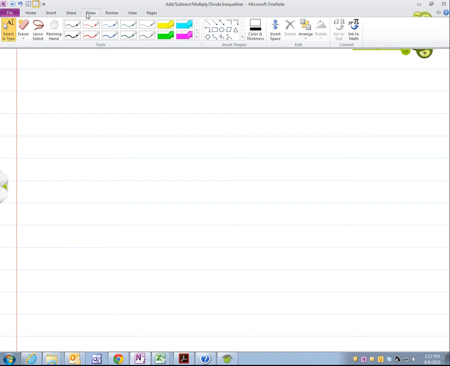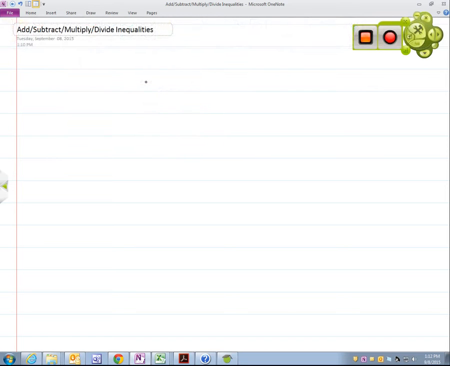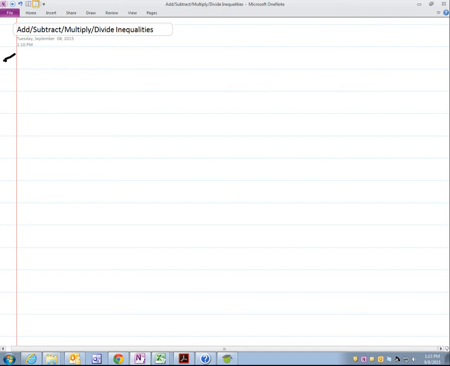I'm going to click this. And since this is the third lesson since the test, to the left of my red line, I'm going to do a 3. We're going to start doing a different layout. So that would be add, subtract, multiply, and divide inequalities. If you don't have that there, it's a Roman numeral 3 to the left of your line.